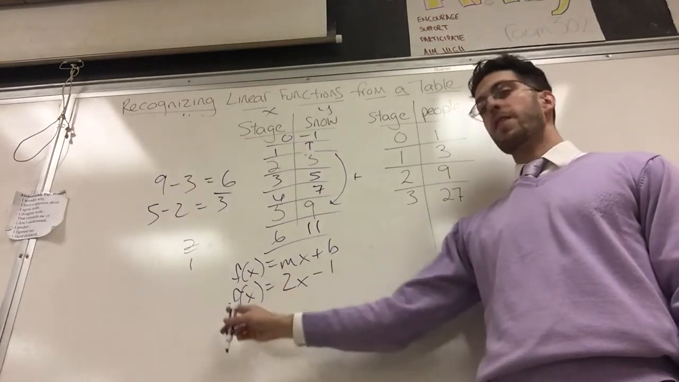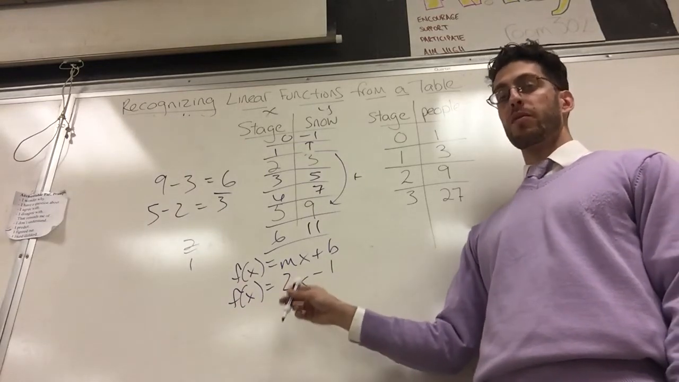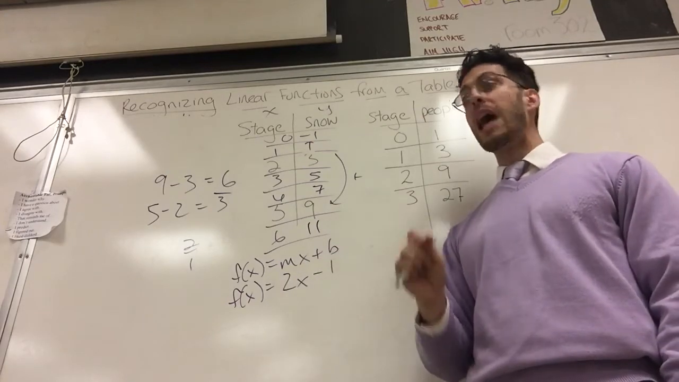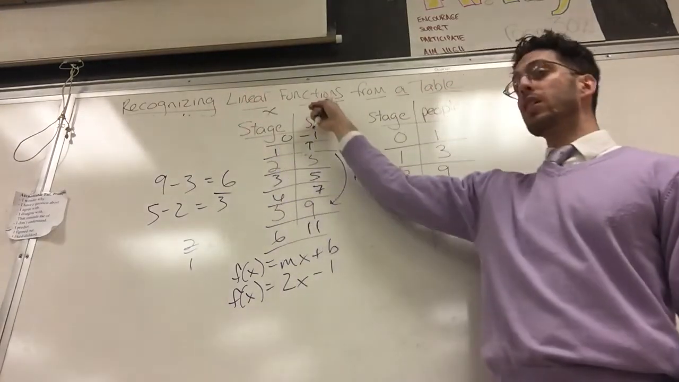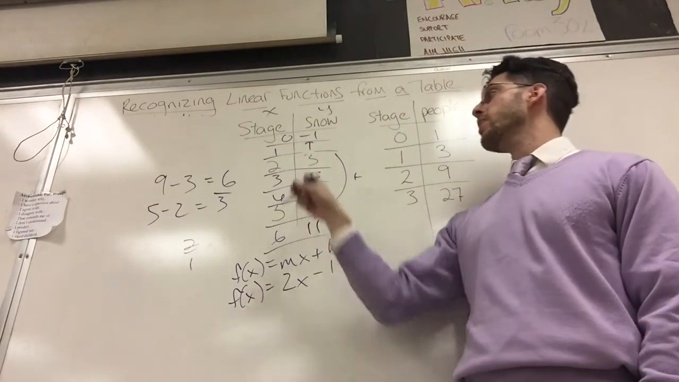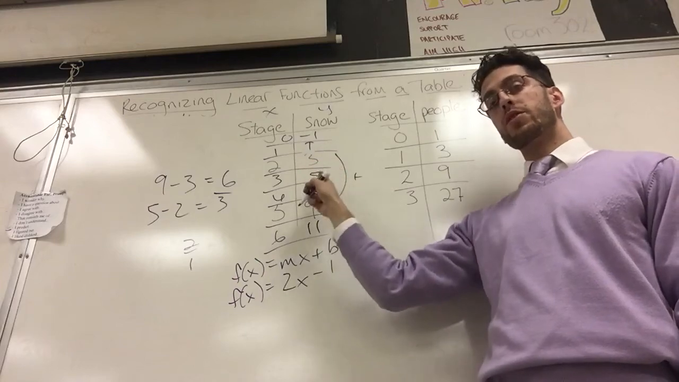You have to know how to graph this. If you don't, check my video on graphing linear equations, okay? How do you recognize you're looking at a linear function? By looking at the table. How do you recognize it's linear? If there is a constant rate of change.